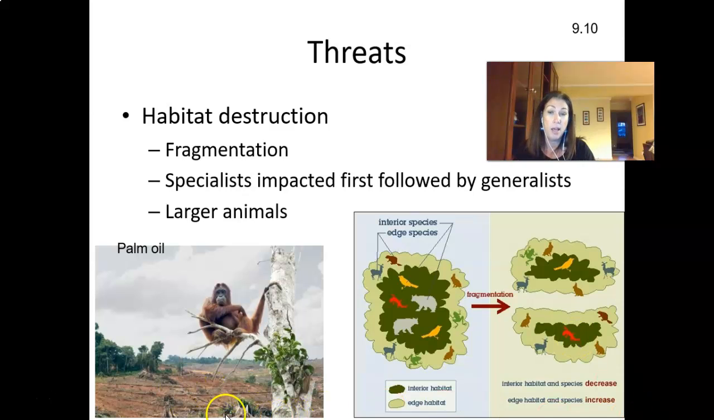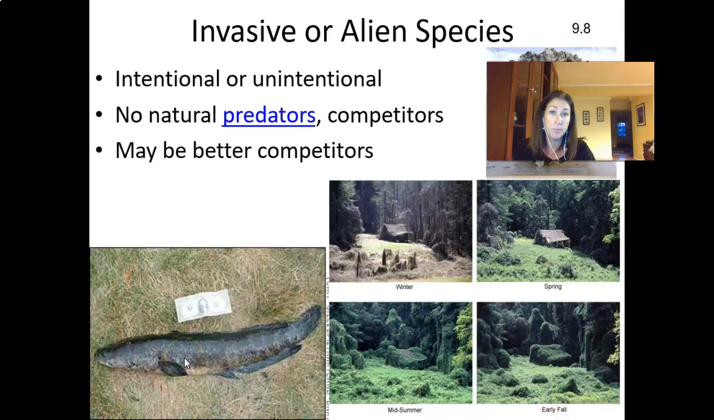And one episode that we've talked about this year is the habitat destruction of our very biodiverse rainforests, where we clear those diverse rainforests to plant that monoculture of palm trees, leaving a lot of animals with no habitat left to live in. Now, invasive species can be a real problem.